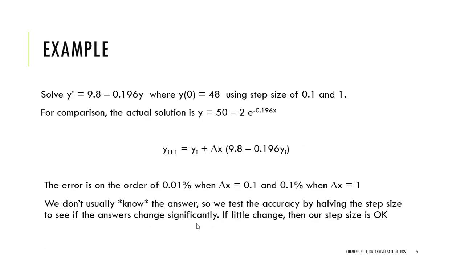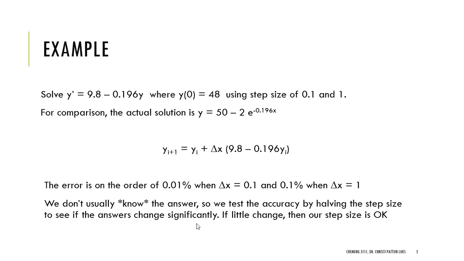We want to apply it this time to an example. We're just going to do dy/dx equals 9.8 minus 0.196y, where y when x is 0 is 48. We want to do this using a couple of different step sizes so that we can get a feel for the precision on these answers. What kind of accuracy am I going to be able to get? And then also we want to be able to compare to the actual solution, which in this case is 50 minus 2e to the minus 0.196x.